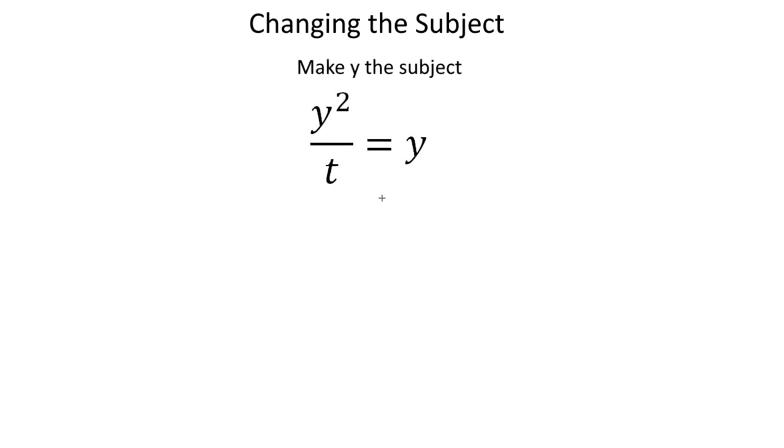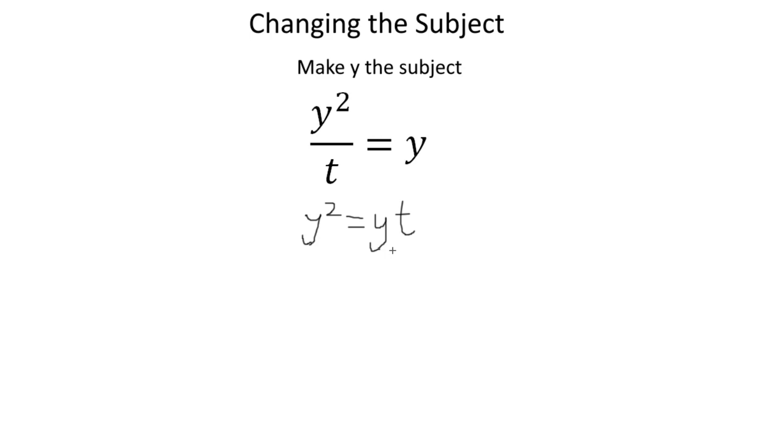This can be done quite simply through two steps. First step, we need to get rid of this t. We have to move it to the other end. Remember, to get rid of anything in the fraction, we multiply both sides. So we're going to be left with y squared is equal to y t.